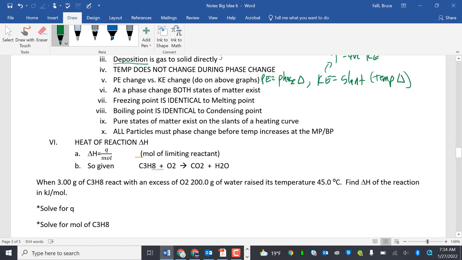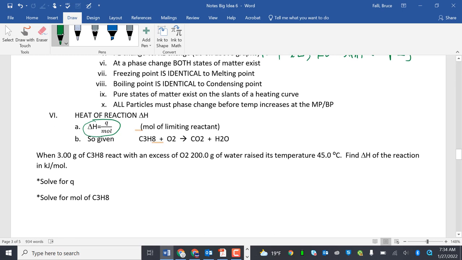And then this is what we did in our lab. Heat of reaction, delta H equals Q over moles, and that's moles of the limiting reactant. So we'll do this real quick. So given this, C3H8 plus O2 yields CO2 plus H2O. When 3 grams of C3H8 react with an excess of O2, 200 grams of water will raise temperature 45 degrees. Find delta H for the reaction. So in this case, we have water raising its temperature 45 degrees. Q equals mc delta T. Okay. So we're going to find that Q.